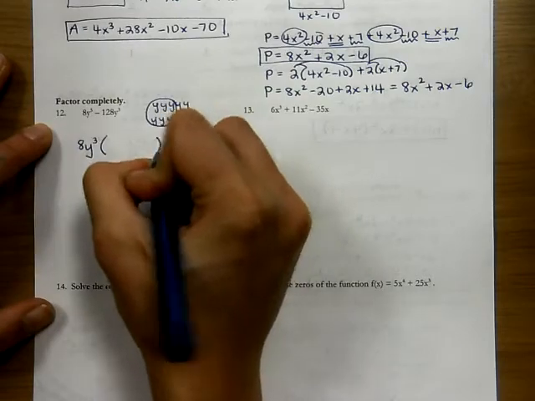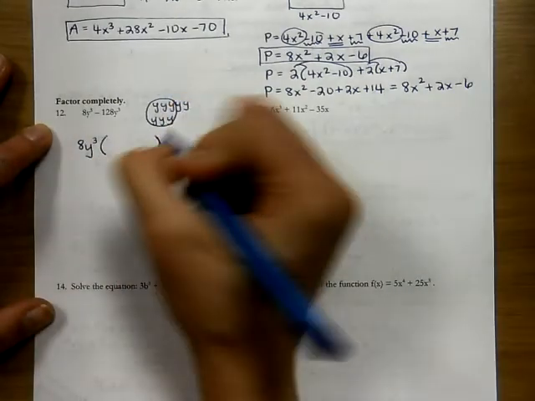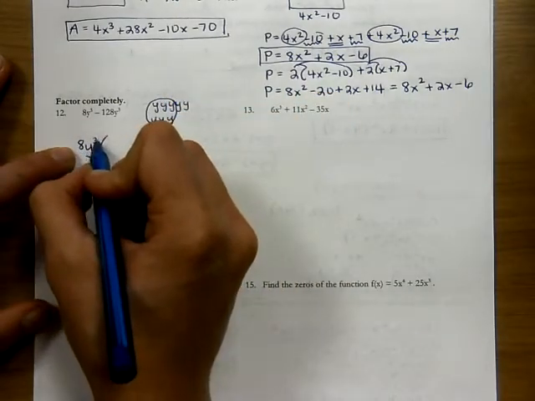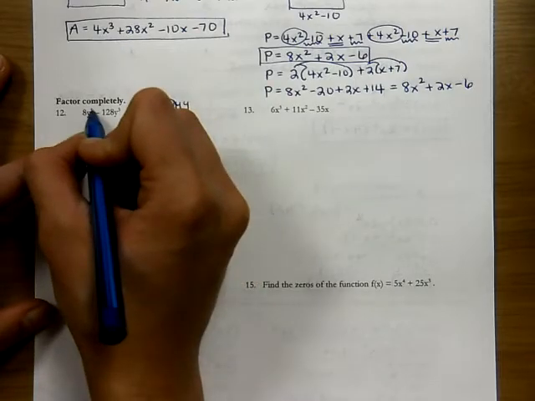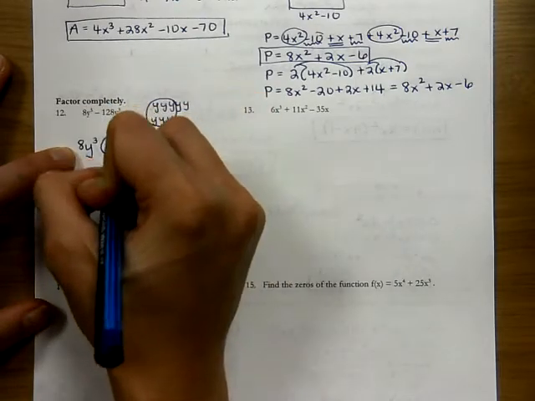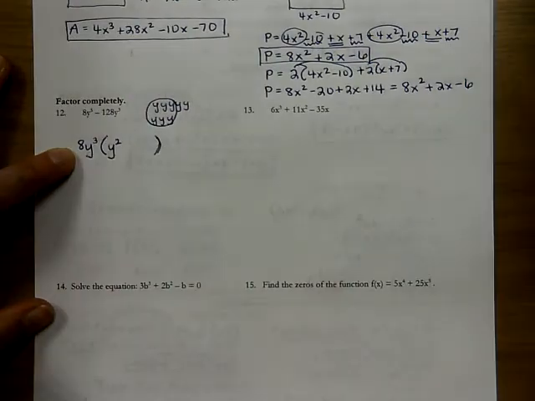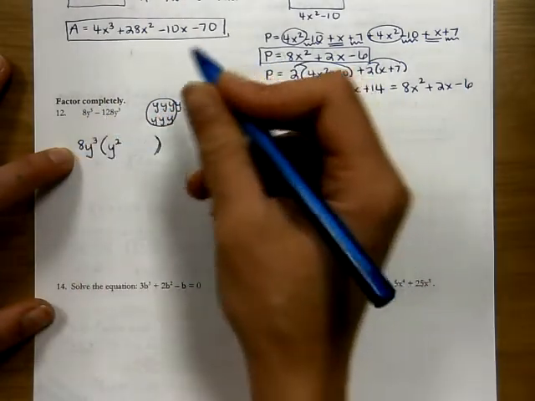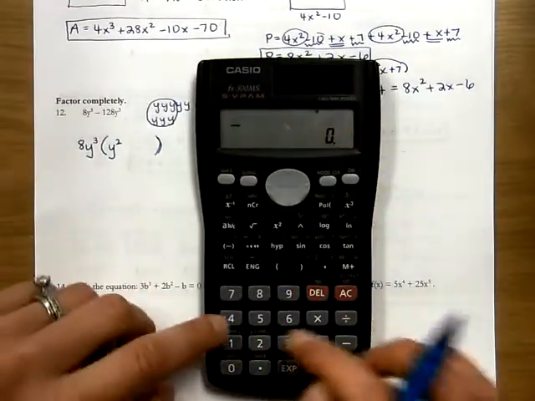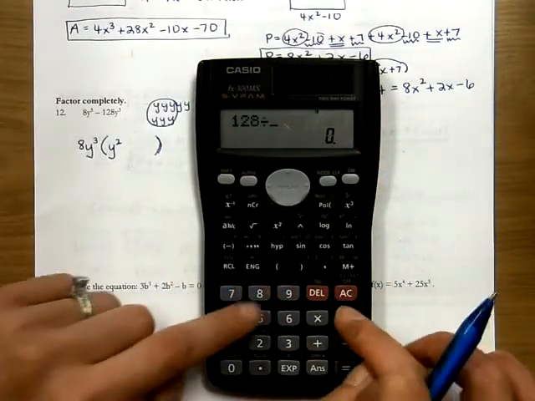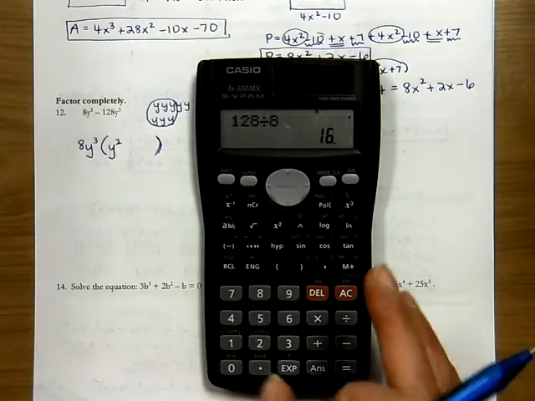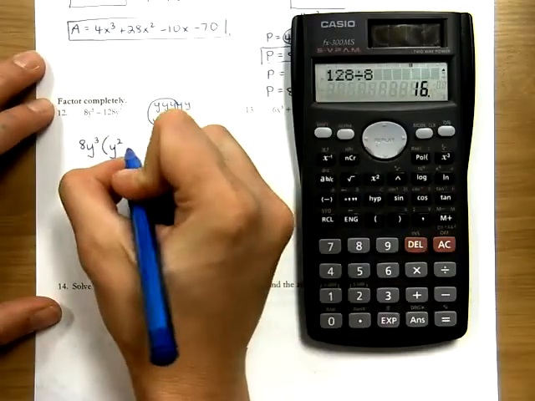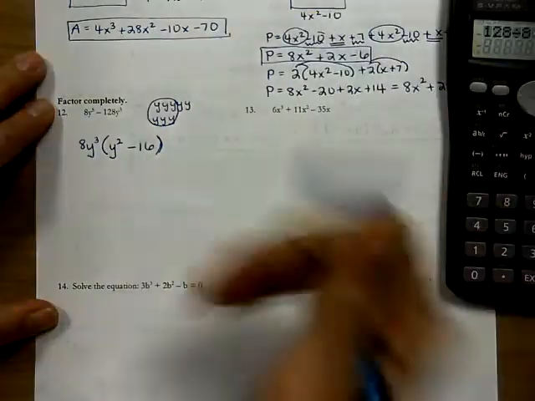And in parentheses, we'll go whatever is left over once we factor out the GCF. So 8y to the 3rd times what is 8y to the 5th? Well, we already got the 8, but we're going to need the 2 other y's to make that y to the 5th. And then 8 times what is negative 128? Well, if I'm not sure, I can always grab my calculator and type in 128 divided by 8, and that gives me 16. Okay, so I know it's minus 16.